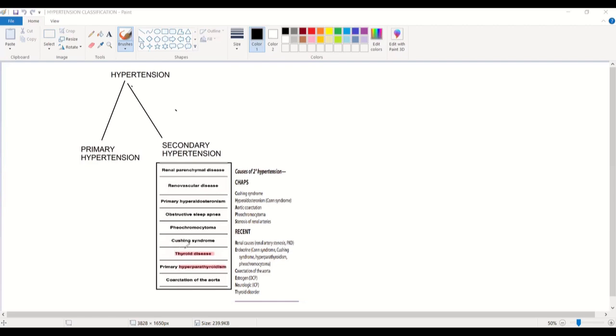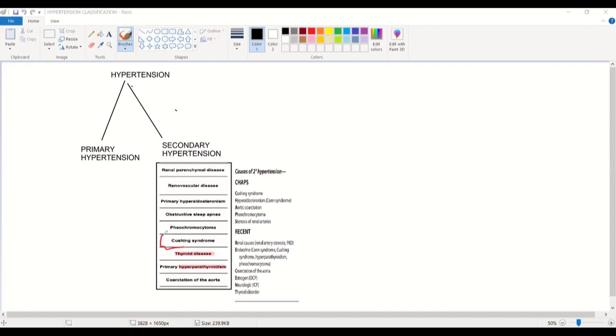Okay, so the next is, did we discuss the pheochromocytoma or not? Yeah, we discussed pheochromocytoma. You remember we talked about phenoxybenzamine, then beta blocker.